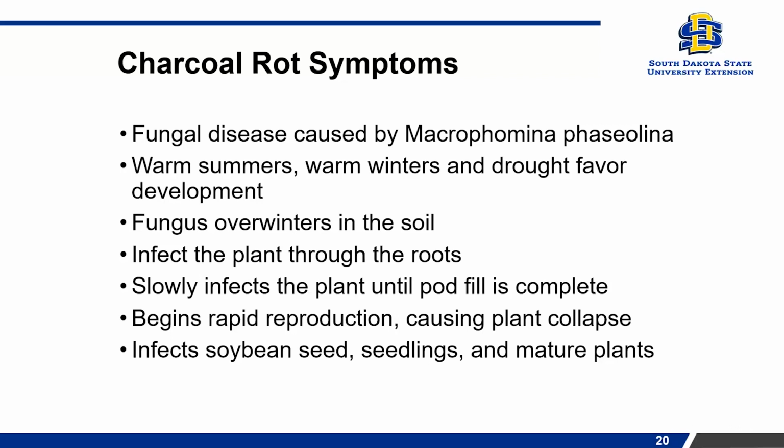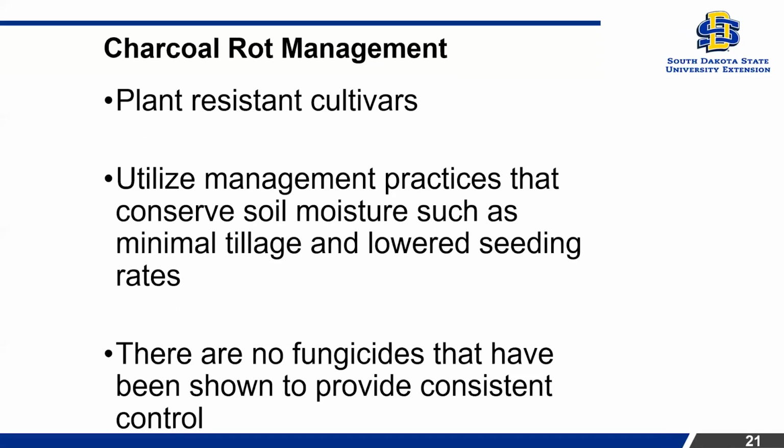And as I was talking about in that life stage diagram, you may not see symptoms of the disease until pod fill is complete, because it's very slow to colonize the plant until that point. And it causes plant collapse, usually around that pod fill time point. It can infect soybean seed, seedlings, and mature plants, but it's most harmful when it infects seedlings. Charcoal rot, you may have heard about it in corn. Corn is also a host crop. It's not as affected by charcoal rot as soybeans are, but it does serve as a host.